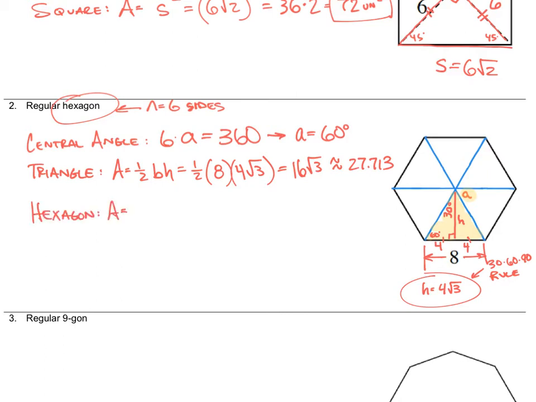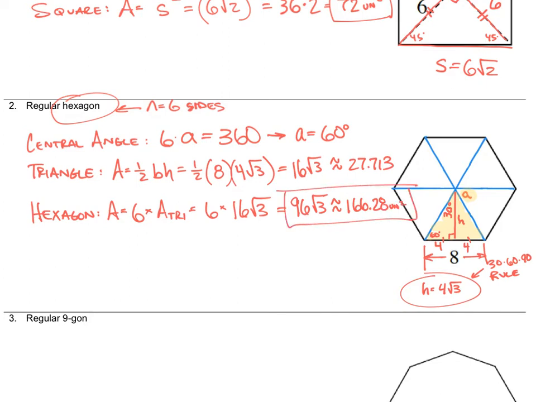Okay, so now let's talk about the area of the hexagon. Well, the area of the hexagon is going to be, I have 6 of those central triangles, so it's just going to be 6 times the area of that triangle, or 6 times 16√3. That's equal to 96 times the square root of 3, which is approximately equal to 166.28 square units. So there's our answer for the area of that regular hexagon.